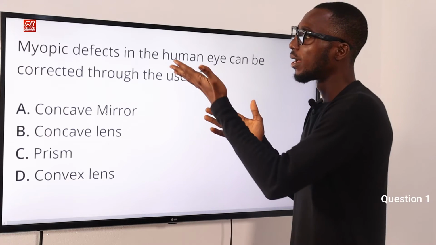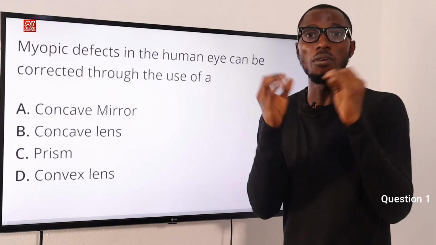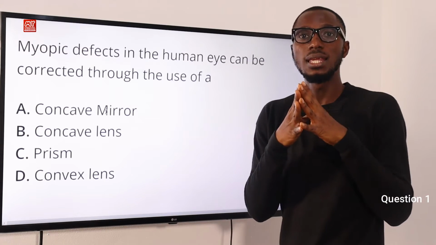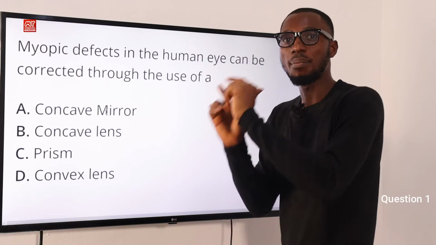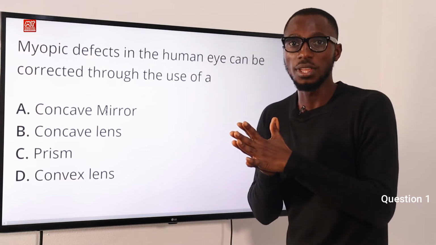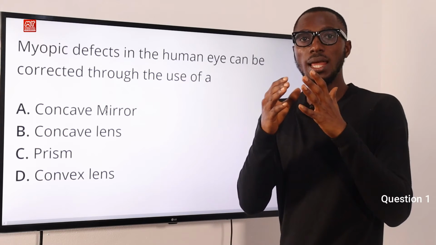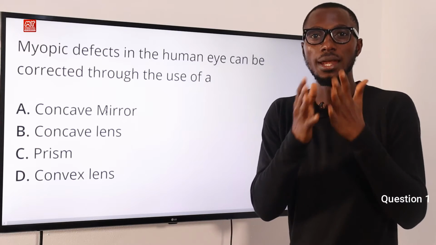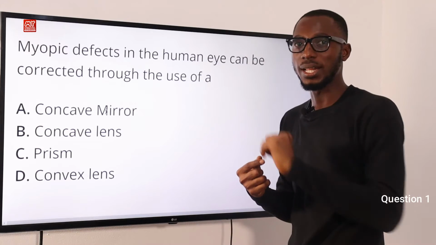Then for short-sightedness, again, the lens is too converging. And that is why you realize that the image is being formed before the retina. The opposite happens in long-sightedness defects. For long-sightedness, the eyeball is not converging enough. That is why the rays are formed behind the retina.